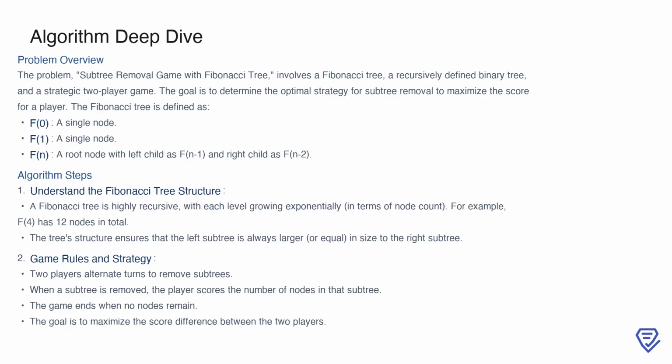The problem involves a two-player game where players alternate turns to remove subtrees. When a player removes a subtree, they earn points equal to the number of nodes in that subtree. The game continues until all nodes are removed, and the goal is to maximize the difference in scores between the two players. Understanding the recursive structure of the Fibonacci tree is key, as the larger left subtree often presents better scoring opportunities in the game.